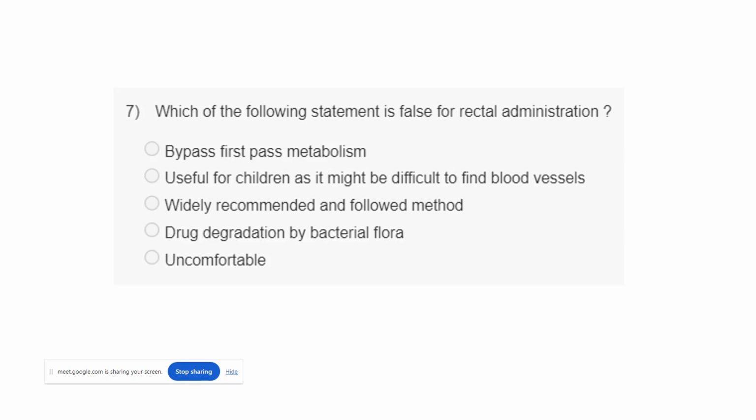Okay, we have the seventh question here. Which of the following statements is false for rectal administration?